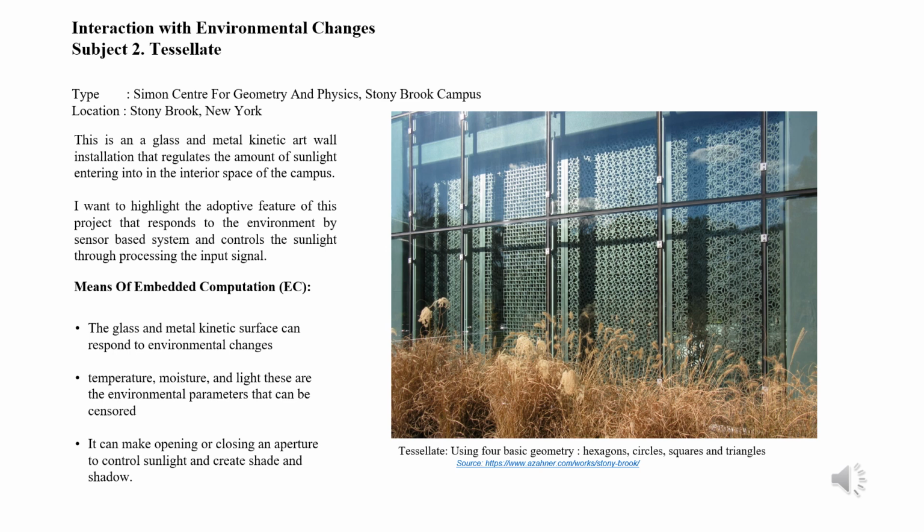Now we are going to another example, that is Tessellate, and it's located in New York. Here, the glass and metal facade uses a kinetic art wall installation that can regulate the amount of sunlight, and the whole facade is working as an aperture system. The embedded computation used here is temperature, moisture, and light sensors that can control the opening and closing of the aperture system to control the sunlight and to create shade and shadow.